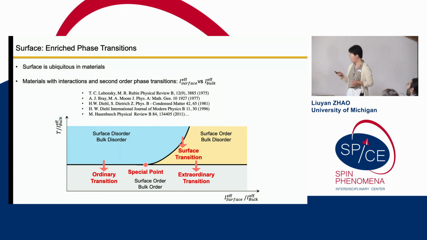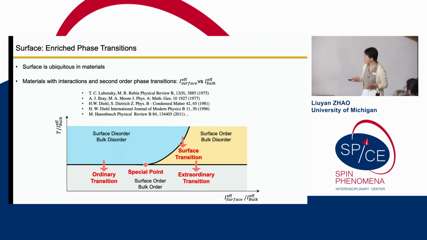And I'm trying to summarize their result in a simplified version, which is in this simplified cartoon phase diagram. The horizontal axis is the relative strength between the effective interaction at the surface and the effective interaction in the bulk. And the y-axis is the temperature normalized to the effective interaction in the bulk. When the surface interaction is weaker than the bulk interaction, then as the temperature cools down, we only have one phase transition. This is what we're familiar with, the so-called ordinary phase transition, since it's common.